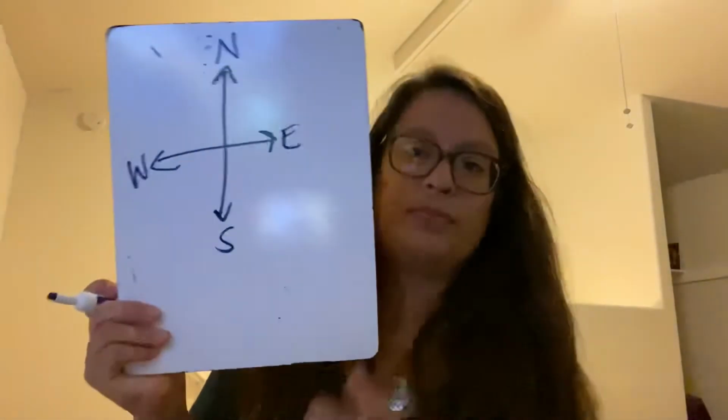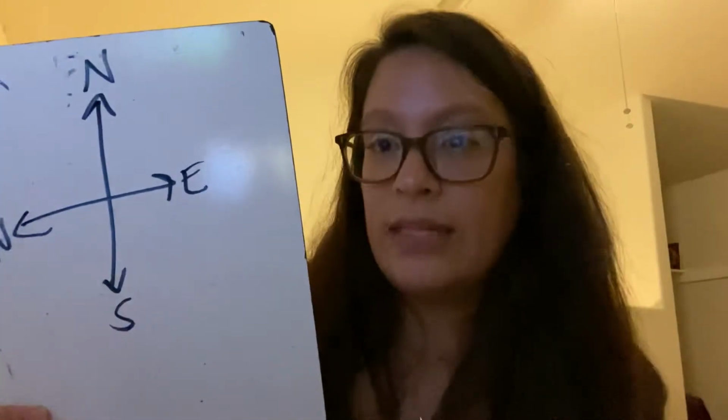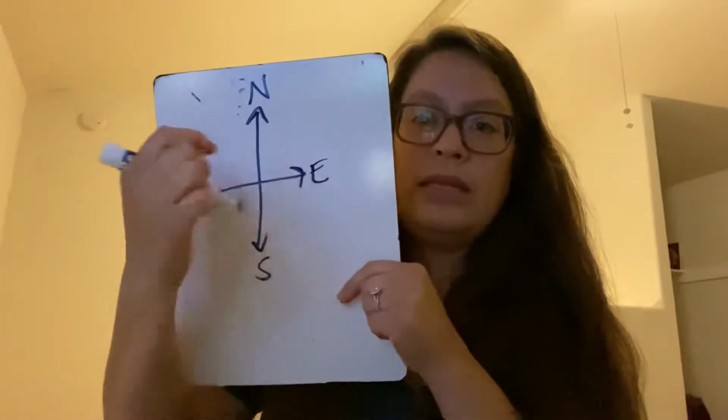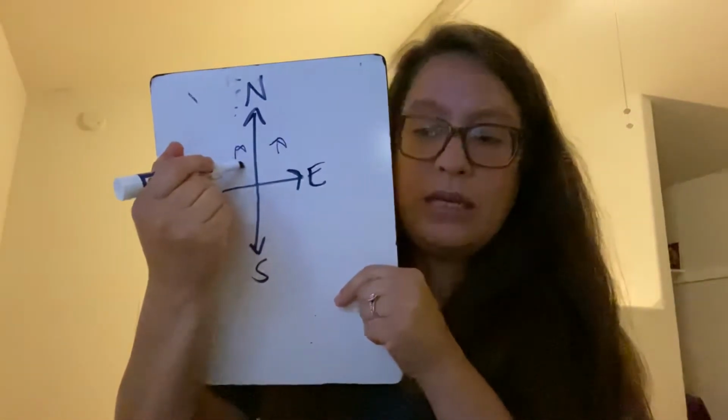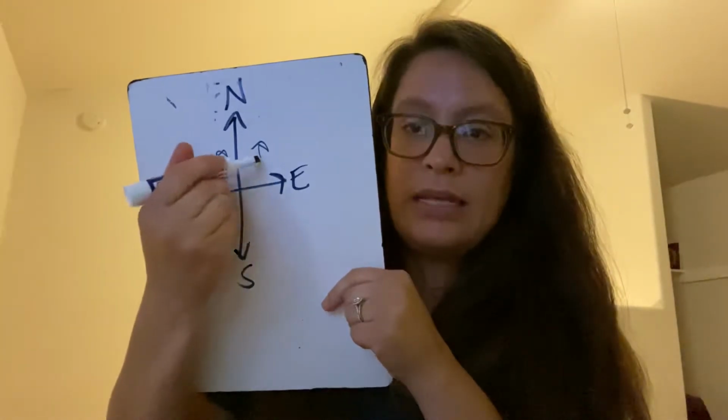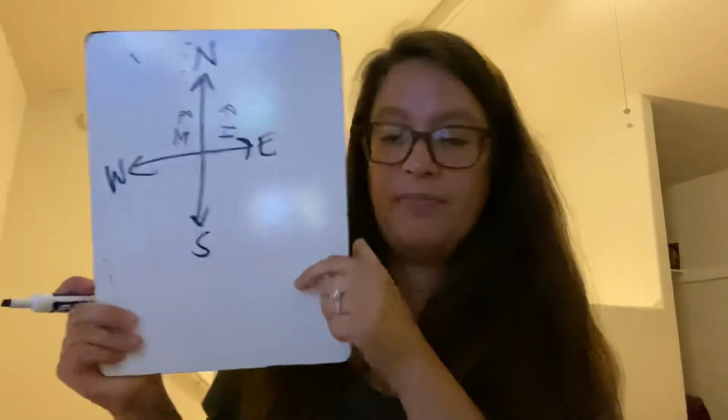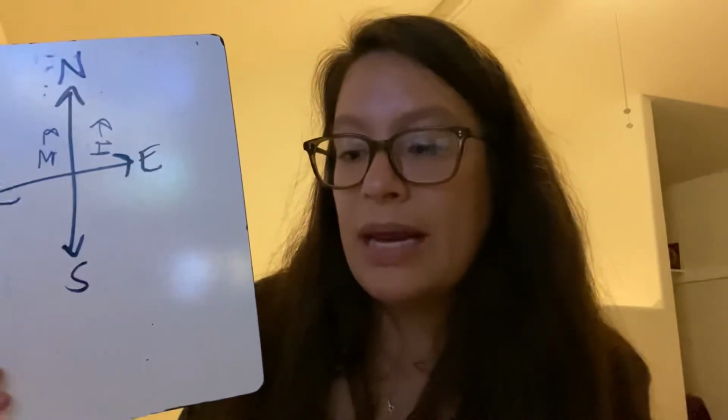All right, so let's look at our example from page 352. It says, Mariah and Irina were both facing north. So let's do a compass rose. North, east, south, west. They were both facing north. So let's just put them this way. This is Mariah, and this is Irina.